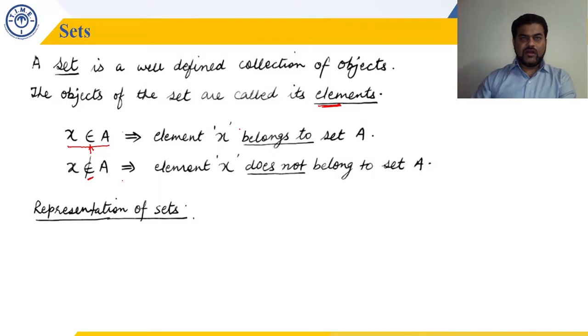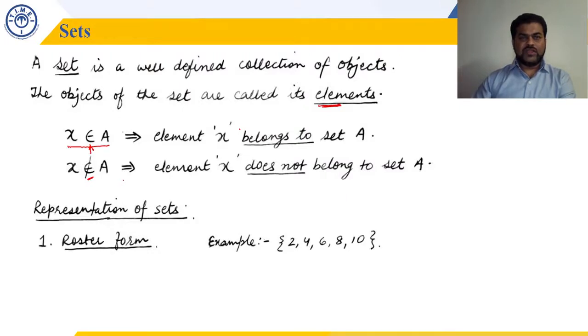How do we represent the sets? There are two ways of representing the sets. One is roster form. In roster form, we actually list all the elements inside curly brackets. For example, if I list all the elements 2, 4, 6, 8, 10, so these are 5 elements, and we list them inside curly brackets, this is known as writing the set in roster form.